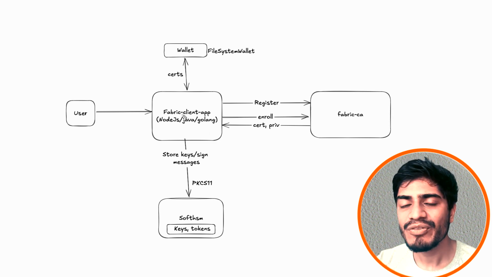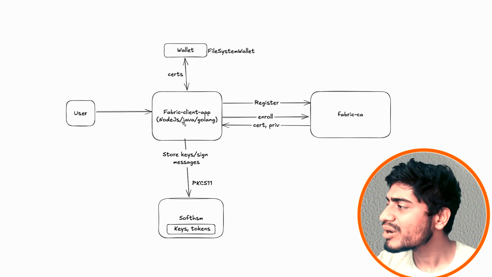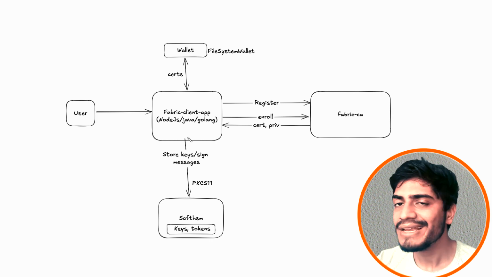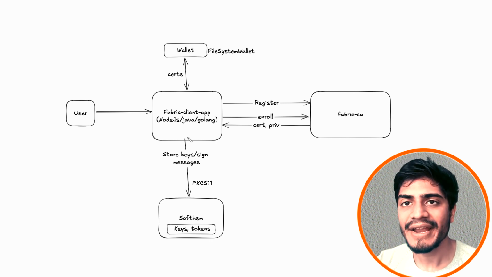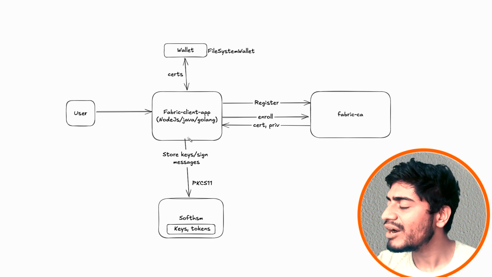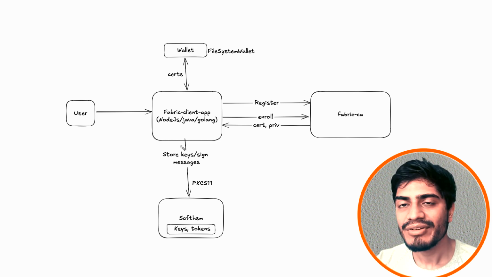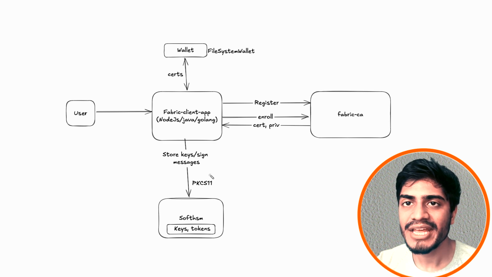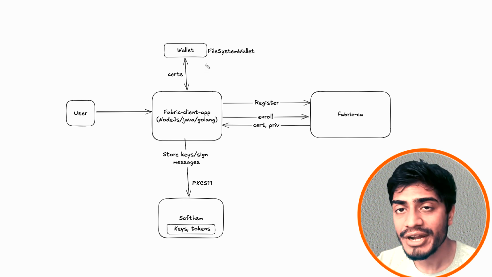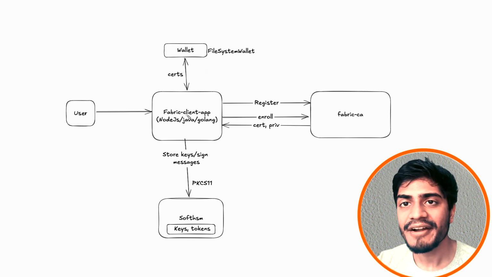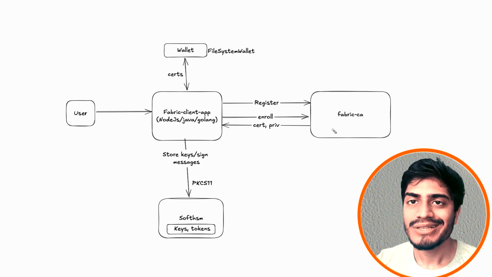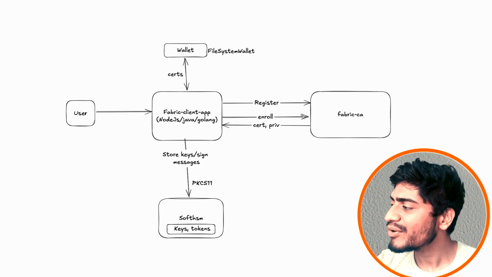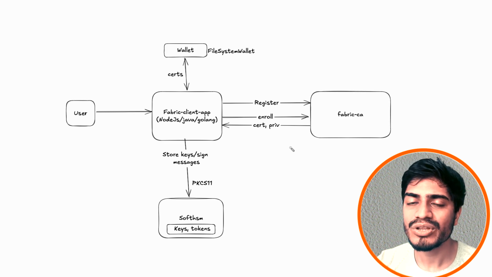Now, whenever we want to do a transaction to the Fabric network, we typically integrate the Fabric CA client library with the SoftHSM, and whenever we have to sign a transaction, the request is sent to the SoftHSM, where the transaction signing happens along with the help of the wallet. Remember this, and the signed transaction is then sent to the Fabric network itself.